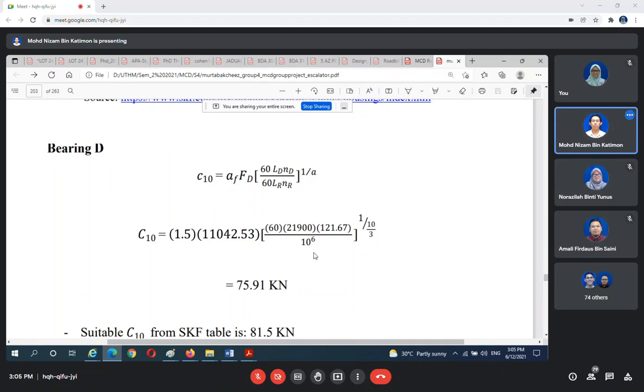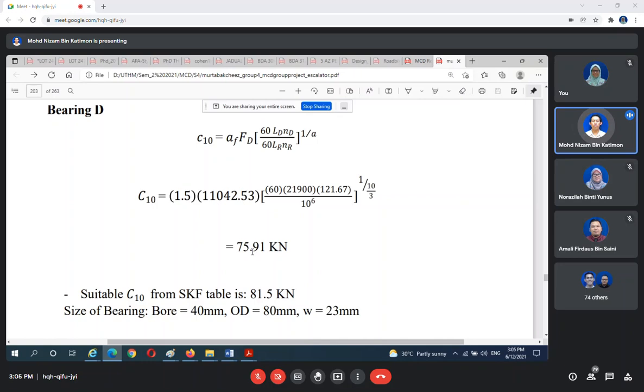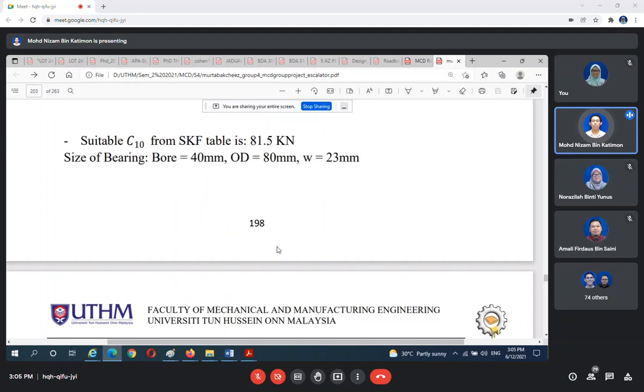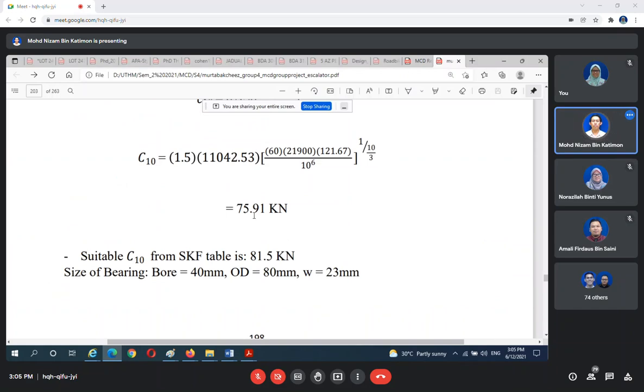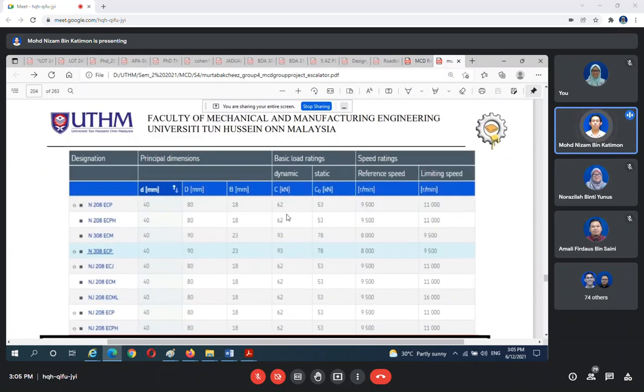For this group, they calculated the bearing C10 from their project as 75.91 kilonewton. So this is the value from the calculation. In the catalog, they need to find a value bigger than this one, 75. Therefore, in this group, they select, C is as I mentioned just now referring to C10, 93 kilonewton.